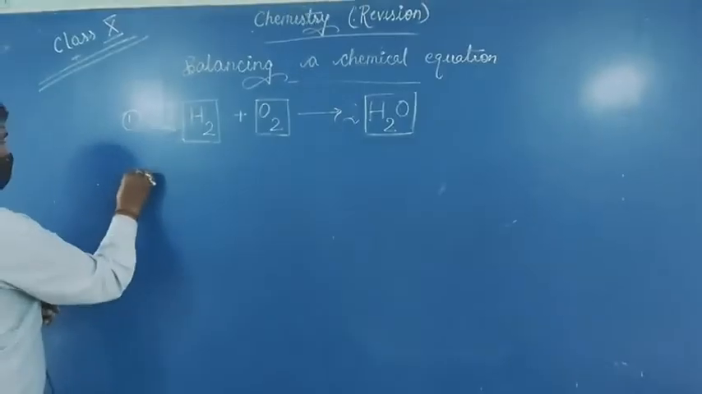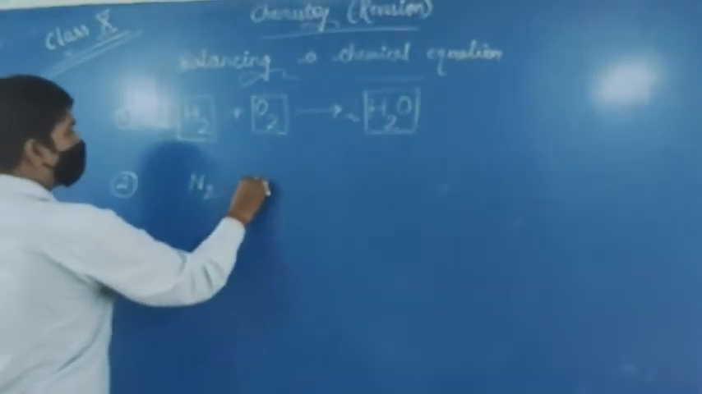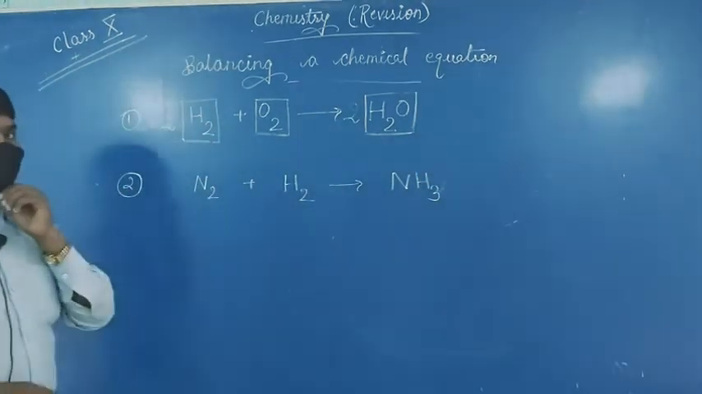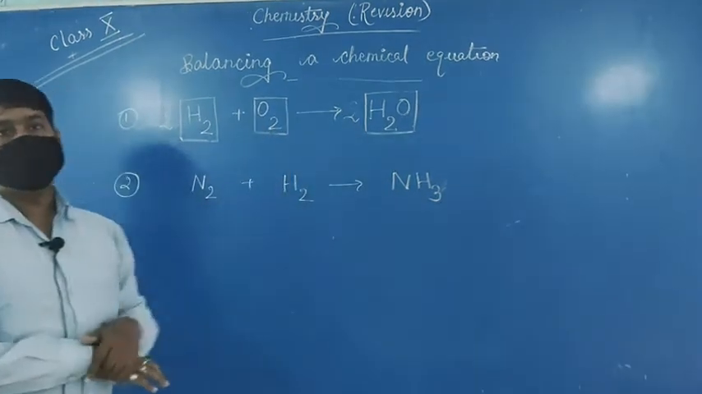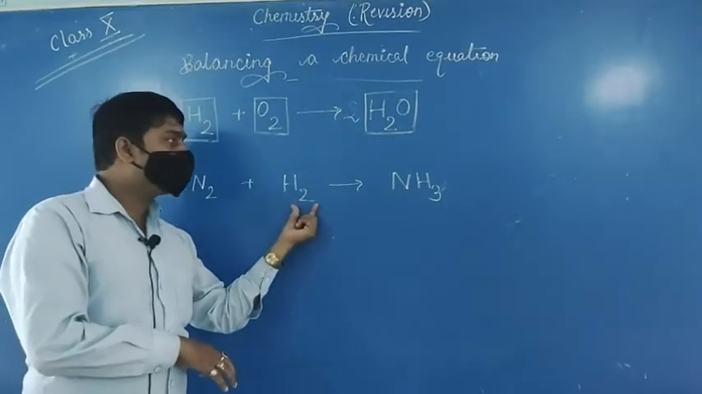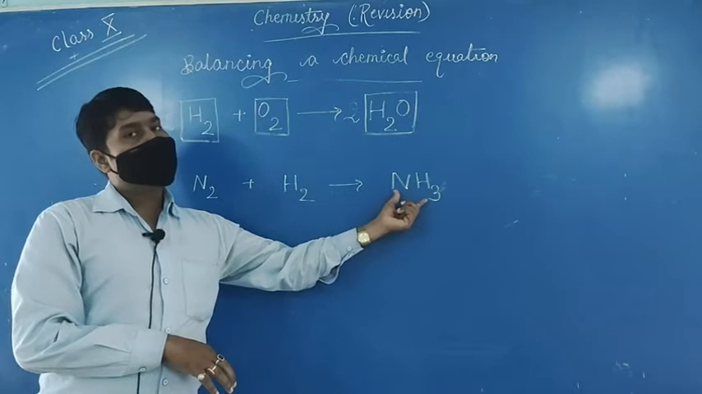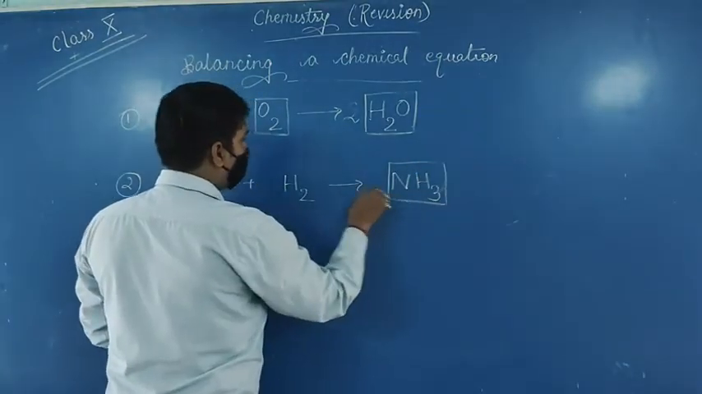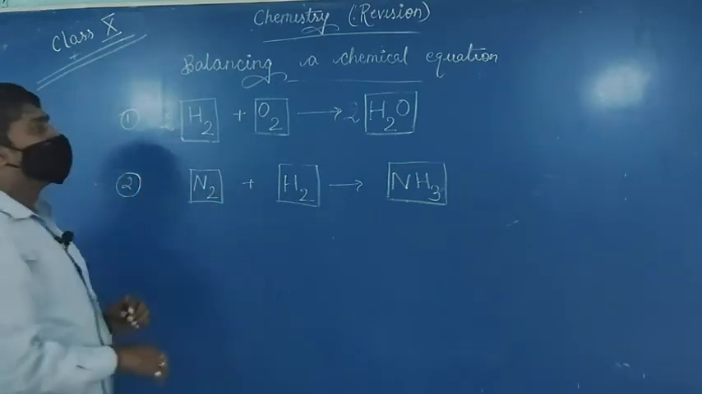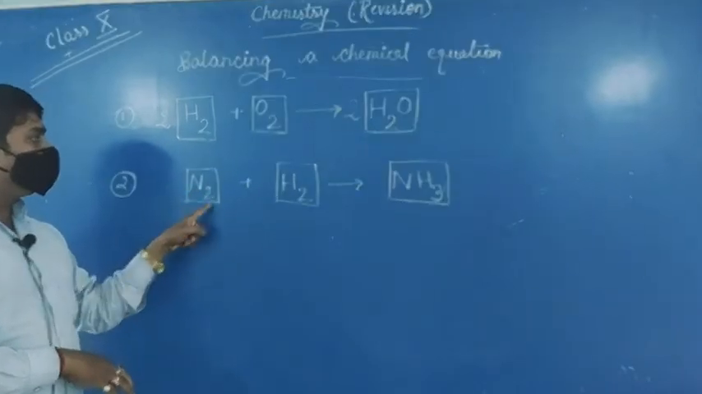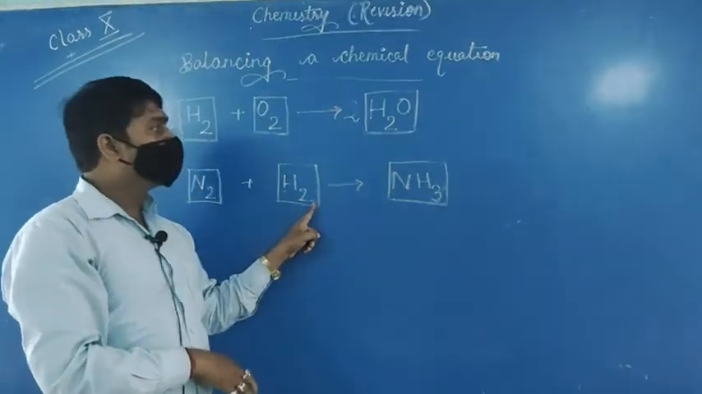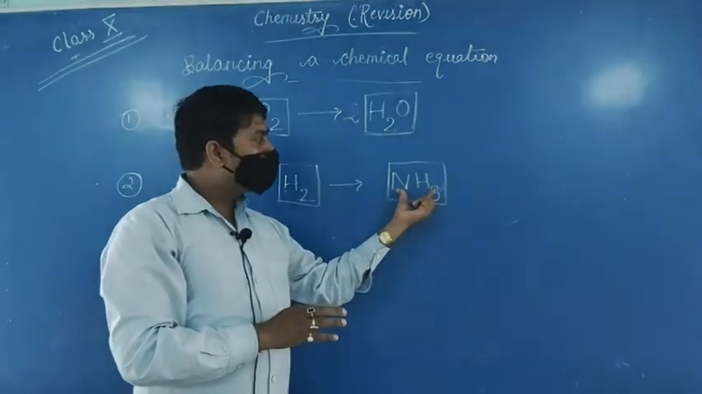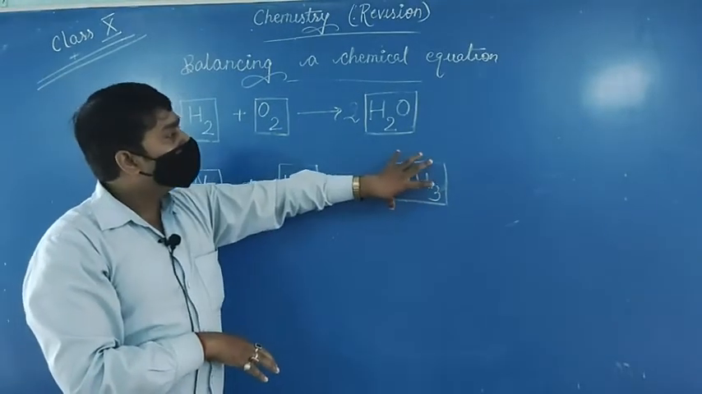Now second one, suppose we have been given N2 plus H2, the result is NH3, and the question is the same, balance this chemical equation. When nitrogen is heated with hydrogen, it gives ammonia. The chemical formula of ammonia is NH3. Now we are here to balance it. So first step is to keep the substances in the boxes like this. Now we have to count the number of atoms. Here the number of atoms of nitrogen is 2, hydrogen is 2, but in case of ammonia the number of atoms is 1 plus 3, that is 4. So this quantity has the maximum number of atoms. That's why we have to start with this one.